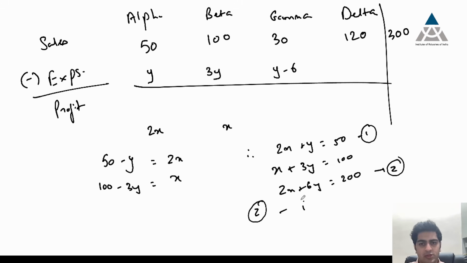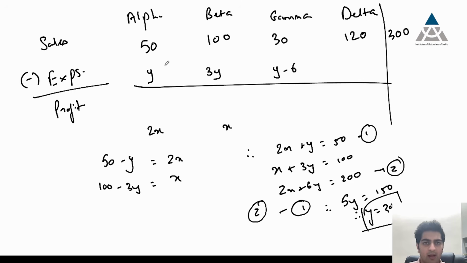Essentially what you want to do is 2 minus 1. So what is 2 minus 1? 2x gets cancelled. You have therefore 5y is 150, 200 minus 50, and therefore y is 30. So you get y as 30. I'll just write here in the bracket, this is 30, which means this is 20.